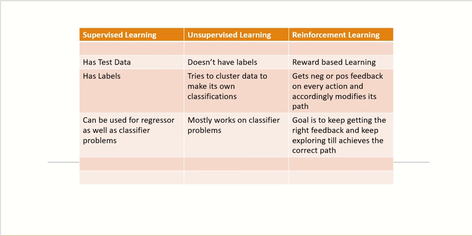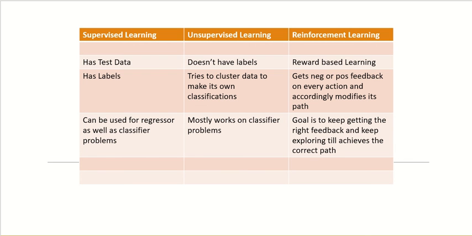So the goal here is not clustering, not finding classification, but finding the right plan of action and keep going there, keep getting positive feedbacks and keep moving ahead. And if the feedback is not positive, if it is negative, then change the plan of action. We can relate reinforcement learning to robotics basically. We'll discuss more about this in later videos.